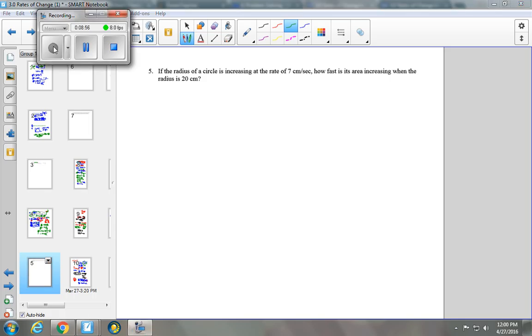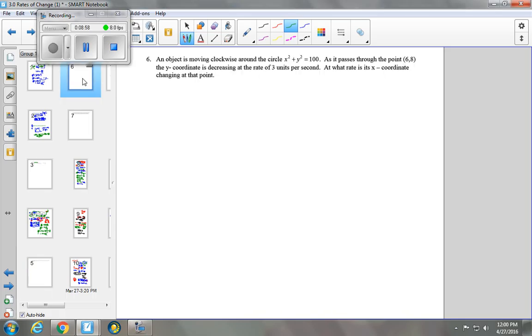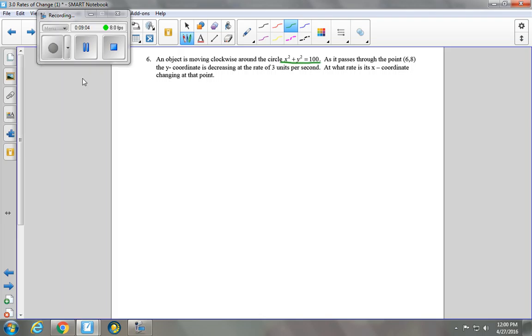Okay, we're going to skip 5. Let's go to 6. It says an object is moving clockwise around a circle, and it gave you the formula of the circle. As it passes through the point (6, 8), the y-coordinate is decreasing at the rate of 3 units per second. At what rate is the x-coordinate changing at that point? So I just want to draw you a circle of what's happening here.